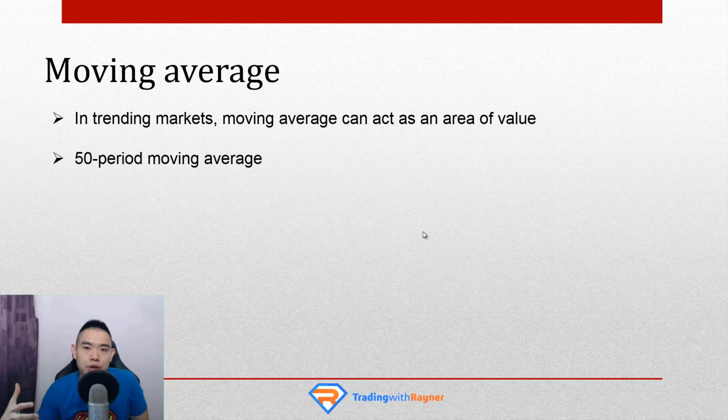Of course, you don't have to use the 50 period moving average. Some people prefer a shallower pullback, then they use the 20 period moving average. Some people prefer a deeper pullback. They use the 100 period moving average. So there are different types of moving average you can use. Ultimately, you have to find the type of trends that you want to trade.